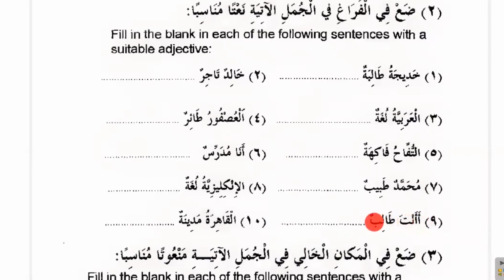Anta talibun. So he is asking someone. Someone is asking another one. Anta talibun. You can put jadidun. Are you a new student? Anta talibun jadidun. New student. So as I said, please try this one. Any adjective, but make sure that all the 4 rules are obeyed. Okay.